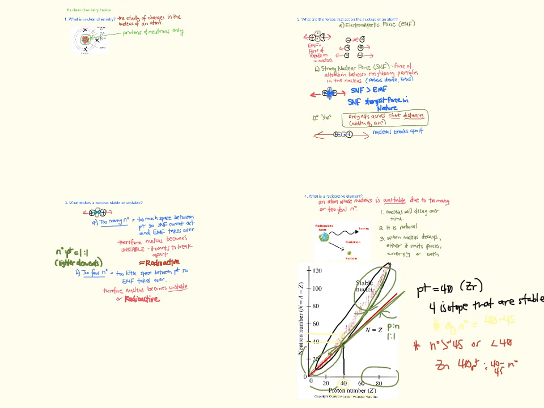So that brings us to the end of our presentation on nuclear chemistry. Next up, we will be talking about the types of nuclear decay and types of radioactivity.